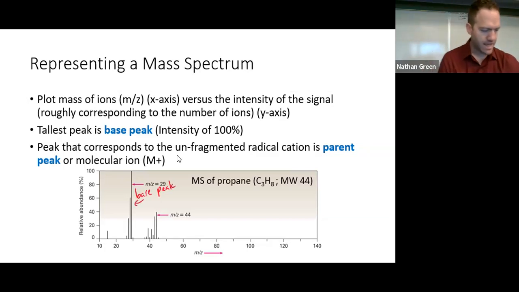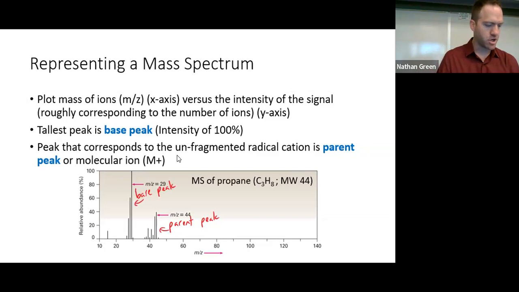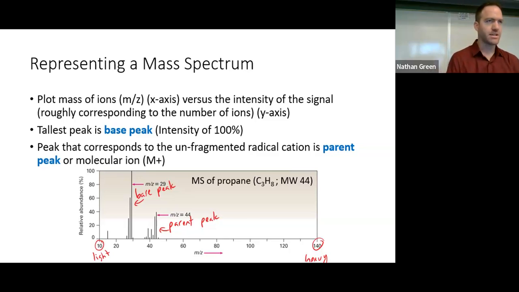You will also have a parent peak. The parent peak is the heaviest peak in the spectrum. So down here on the x-axis, we have the mass to charge ratio. On this side, we have very light fragments. On this side, we have heavy fragments. And as we go from left to right, they get heavier. So the peak furthest to the right is the heaviest peak that we call the parent peak. All the other peaks that show up in here are the parent peak that's been broken into pieces.